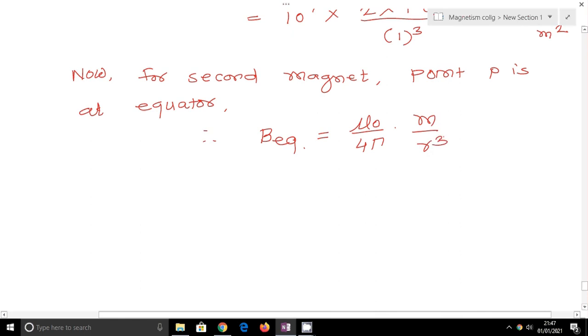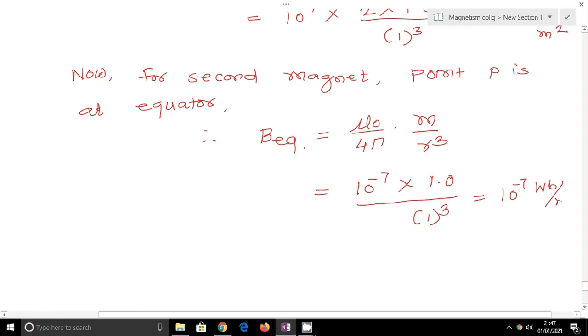So in the axial magnetic field, 2m is there, and for the equatorial magnetic field only m is there. So let's put the values. We know mu 0 upon 4 pi is again 10 raised to minus 7, into the magnetic dipole moment m, which is given as 1.0, upon r which is 1, so 1 cube, that is equal to 10 raised to minus 7 Weber per meter square.